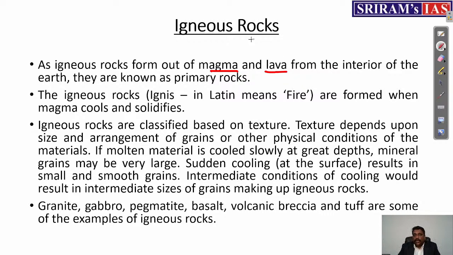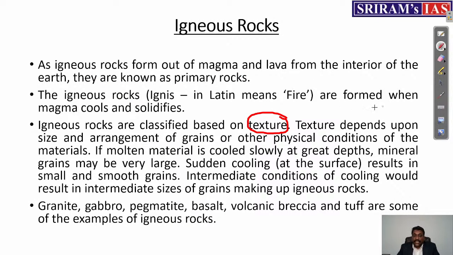And my dear friends, very important, these igneous rocks are known as primary rocks. Primary rocks. Why primary rocks? Because the magma itself is becoming what? Rock. And see, the Latin word igneous means fire. So fire means volcanic activity. Volcanic activity itself means rise of magma. Correct. That's why you call them igneous rocks. So the magma cools and solidifies, it forms what? Igneous rock. Right. Now see, these igneous rocks, my dear friends, they are classified based on texture.